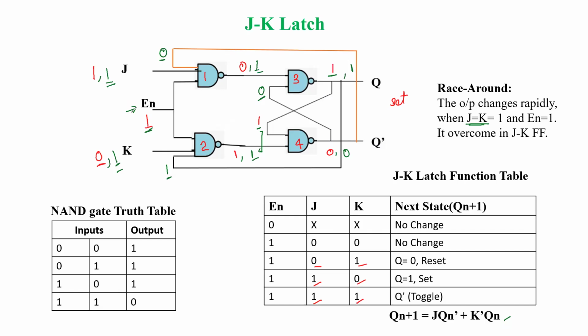For the JK latch, inputs 0 0, 0 1, 1 0 are the same as the SR latch. Only when J and K are both equal to 1, the outputs toggle. Here the outputs are not indeterminate like the SR latch.